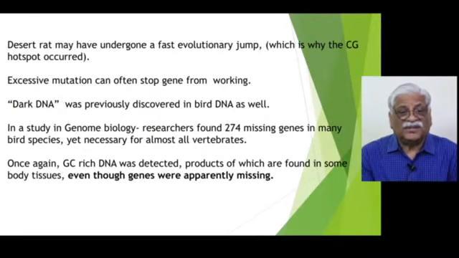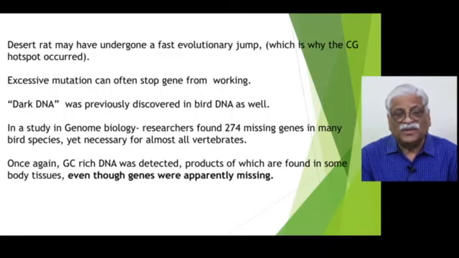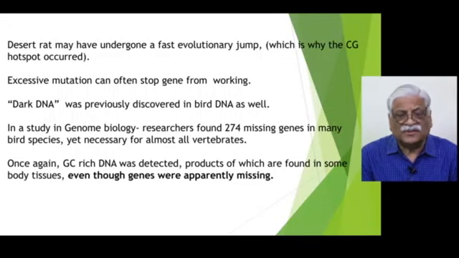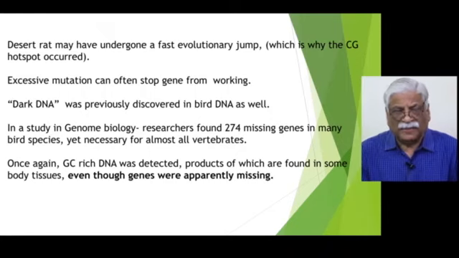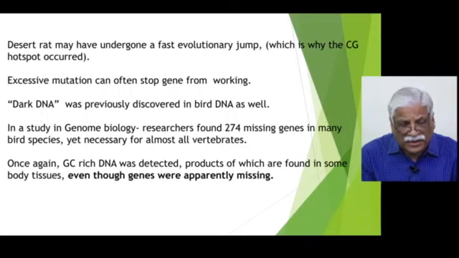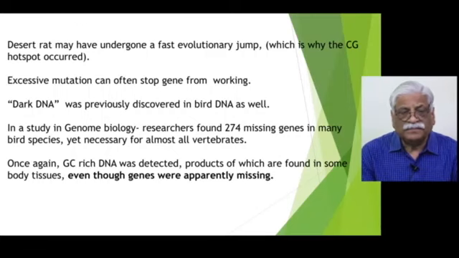So these desert rats, due to this type of mutation, might have undergone a fast evolutionary jump in their species. If there is an excessive mutation of this kind, it can often stop a gene from working. A particular gene can be silenced, so it will not produce anything. In addition to the desert rat, dark DNA was also found in the case of a bird.